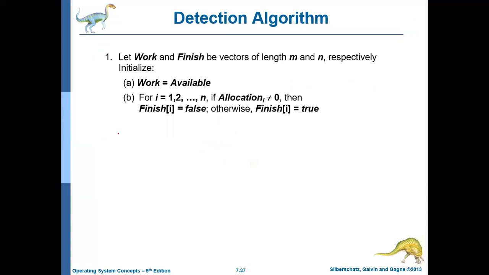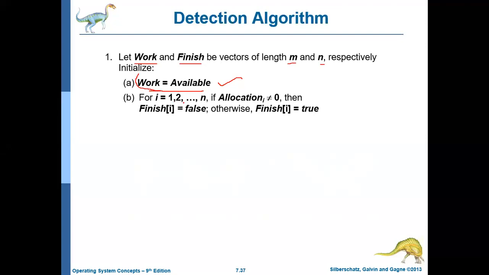So we maintain two vectors, work and finish, each of length m and n, where m is the number of resources and n is the number of processes. Work is assigned to available. This first step is very similar to that of Banker's algorithm's safety algorithm, that is, available is assigned to work. Now both are the same, right? Available contains the list of resources that are currently freely available with the operating system. So work also contains the same thing.